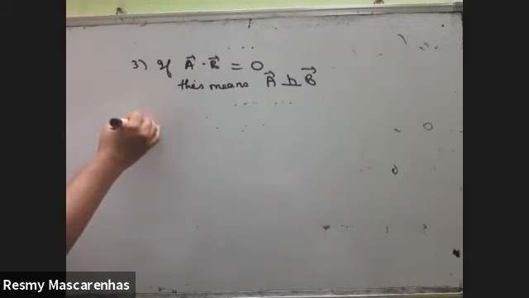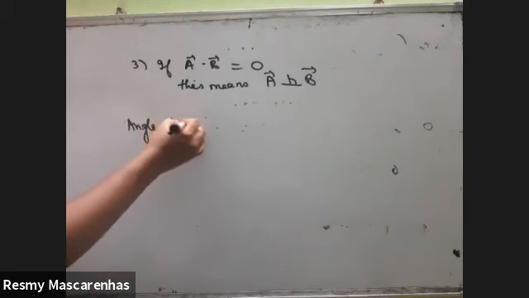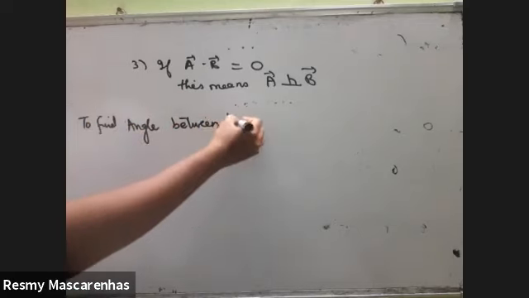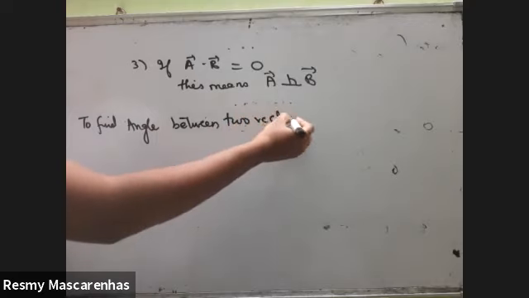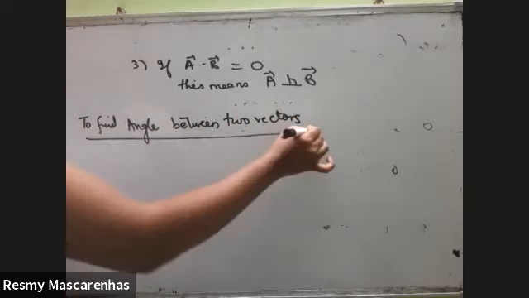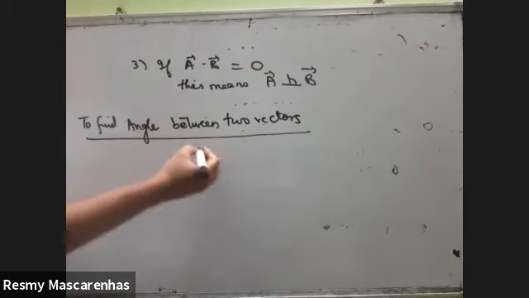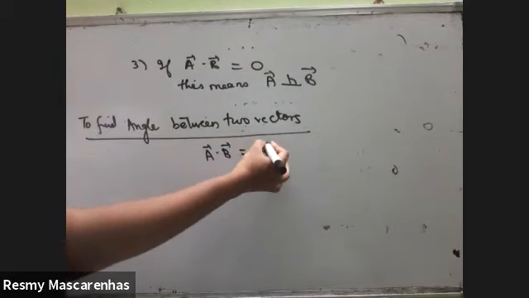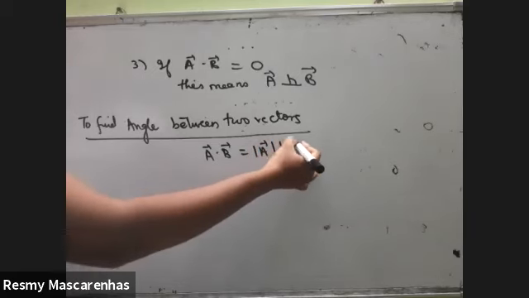Next is to find the angle between two vectors. If you want to find the angle between two vectors, then the same formula you have to use. A bar dot B bar is what? A B cos theta.